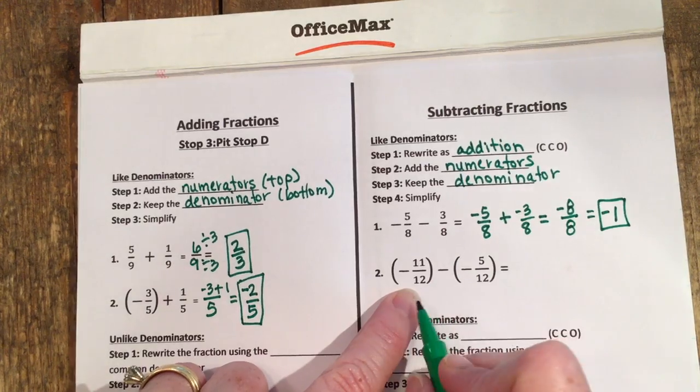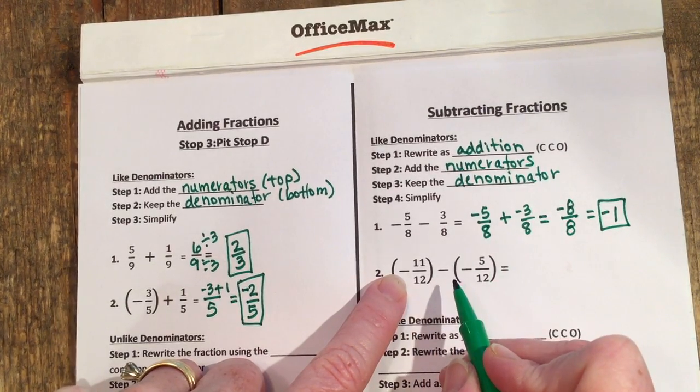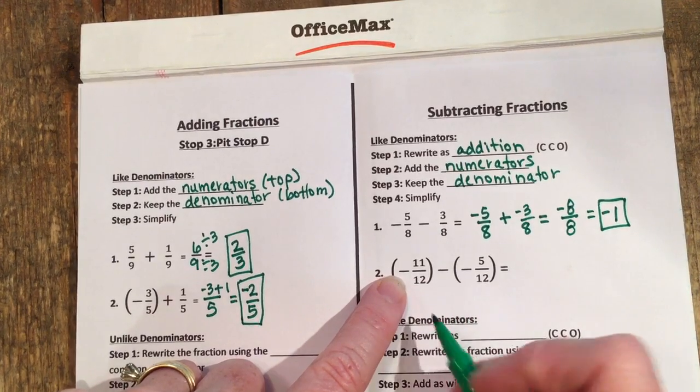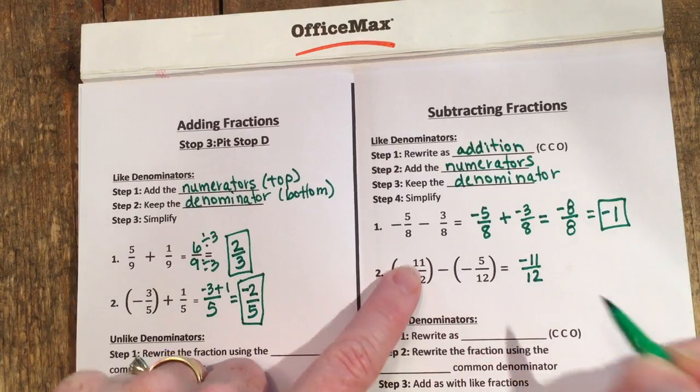All right, on the bottom, I'm going to do the same as I did before. I'm going to rewrite the problem using copy, change, opposite, or add a line, change the sign. So I'm going to copy the negative 11/12, moving the negative up with the 11.